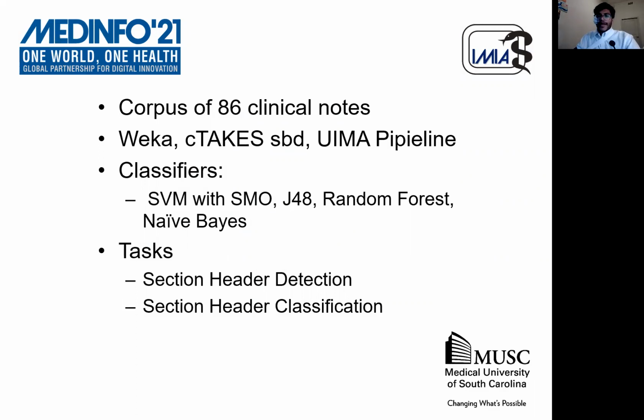We aimed for a two-pass classification system where we would train a model to detect if a sentence was a section header or not, and then another model would take all of those that were determined to be section headers and classify them into one of 39 section headers.